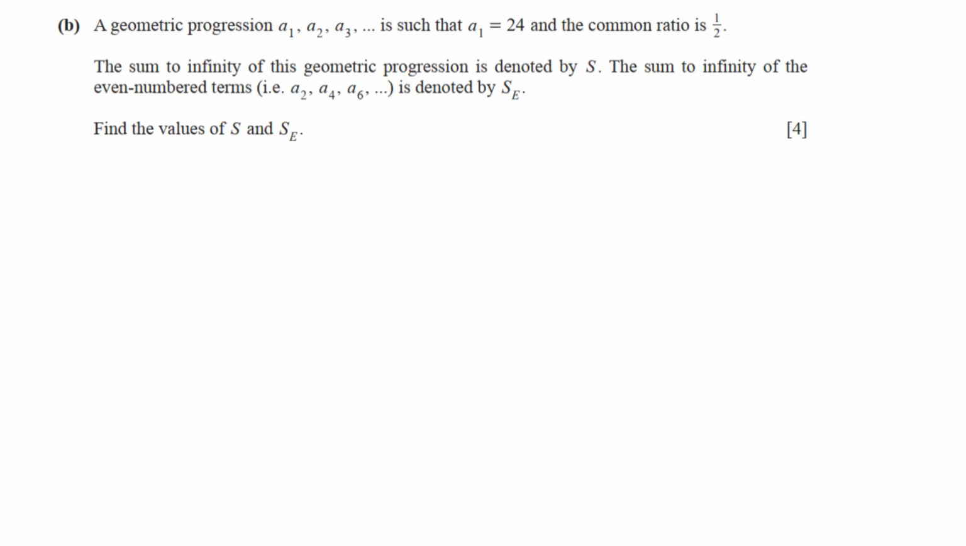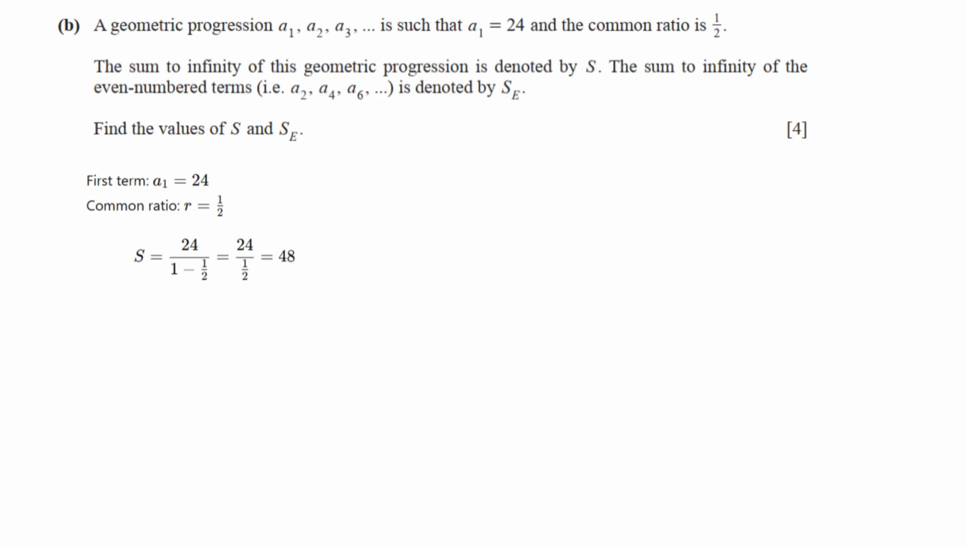The next part of the question, the geometric progression A1, A2, A3 is such that A1 is 24 and common ratio r is 1 over 2. The sum to infinity of this geometric progression is denoted by S. Let's calculate S. S is equal to 24 divided by 1 minus 1 over 2, which is equal to 48.